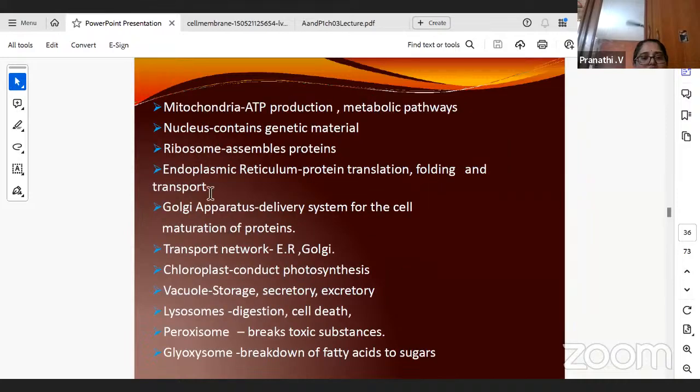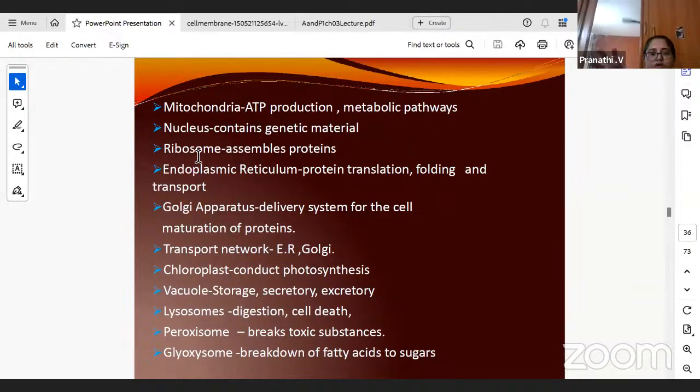So finally, when you look at the larger picture, you get to see that mitochondria is for production of ATP, different kinds of metabolic pathways. Your Krebs cycle, glycolysis within the cytoplasm. Krebs cycle takes place in the mitochondria. Fatty acid oxidation, that is your beta oxidation, takes place in the mitochondria. Urea cycle takes place in the mitochondria. Nucleus has your DNA in it in the form of chromatid.